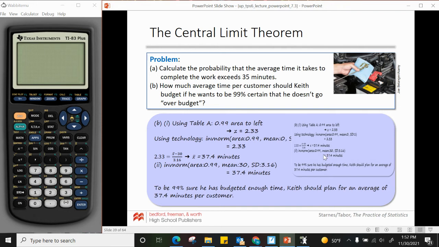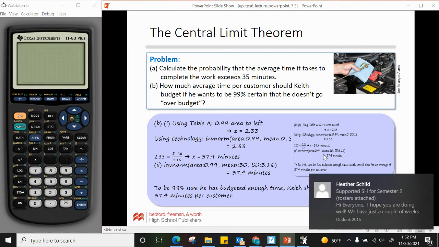And so to be 99% sure he has budgeted enough time, Keith should plan for an average of 37.4 minutes per customer.